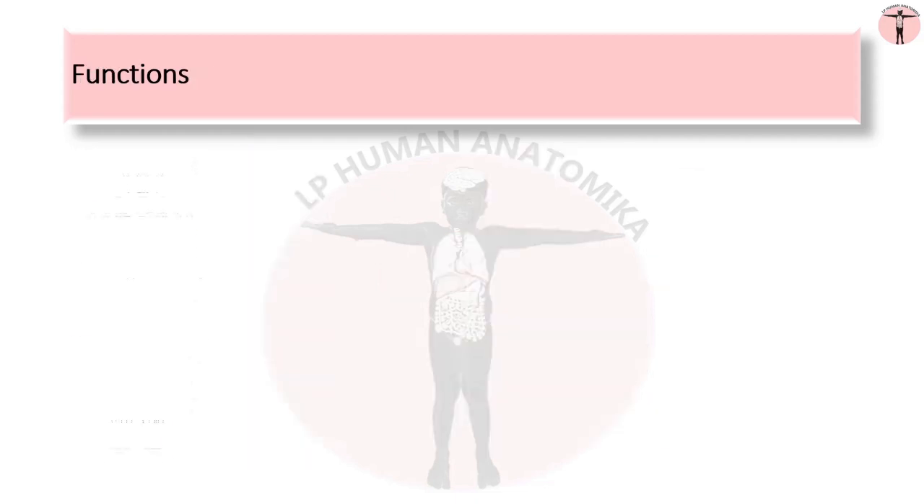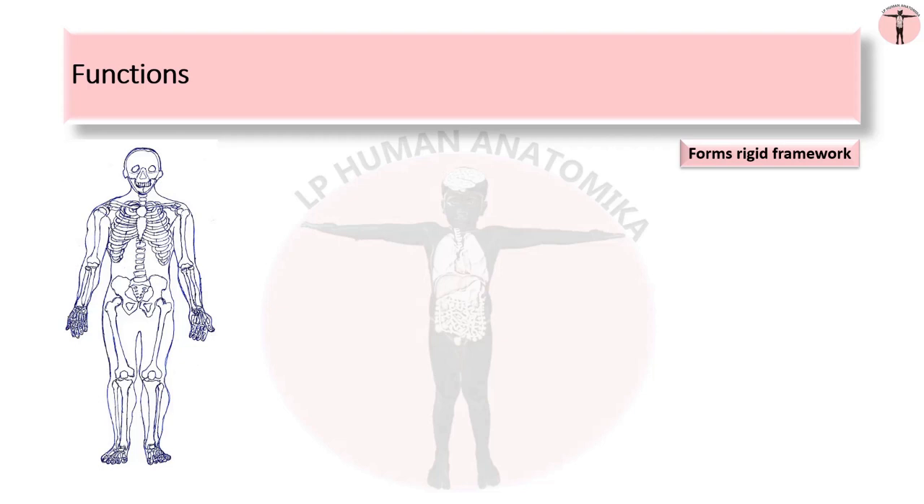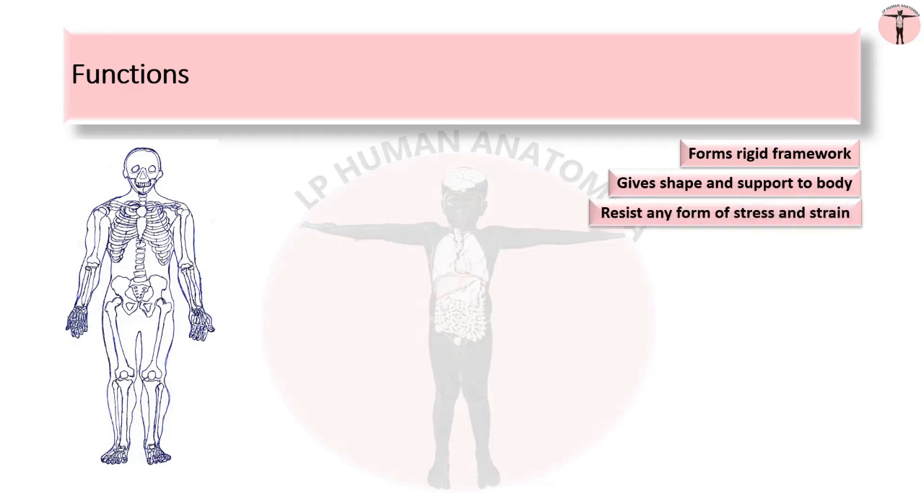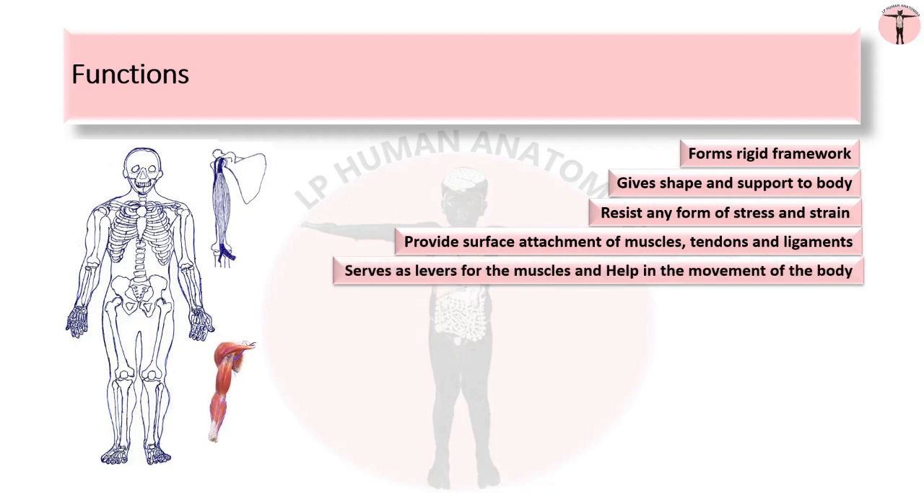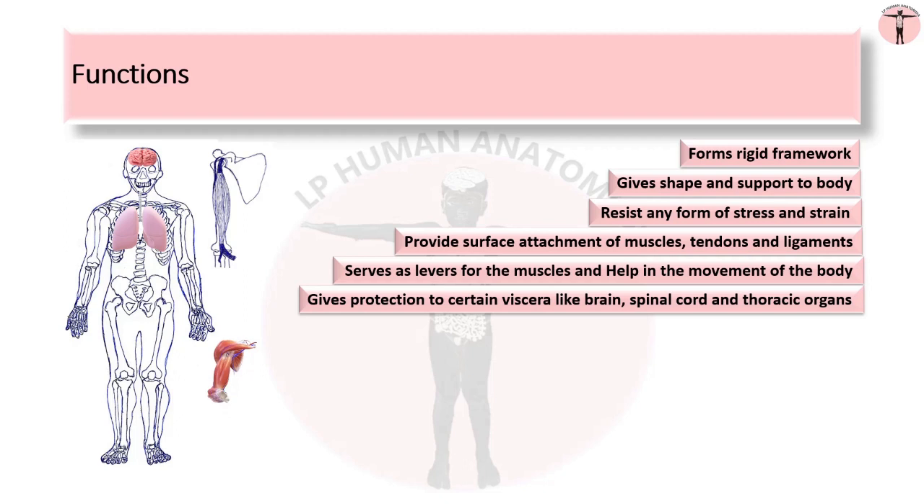The functions of bone are many. Bones form the rigid framework of the body, give shape and support to the body, and resist any form of stress and strain. They provide surface for the attachment of muscles, tendons and ligaments, and serve as levers for the muscles and help in the movement of the body or the parts of the body. Some bones such as the skull, vertebral column, thoracic cage and pelvis give protection to certain viscera like the brain, spinal cord, thoracic organs and pelvic organs respectively.